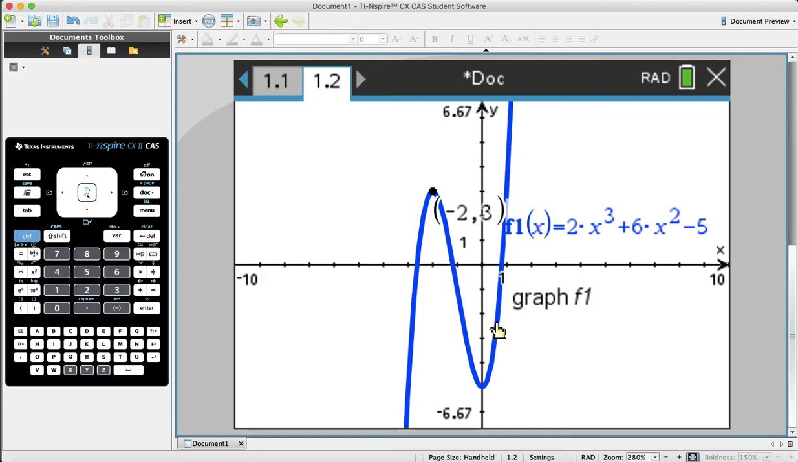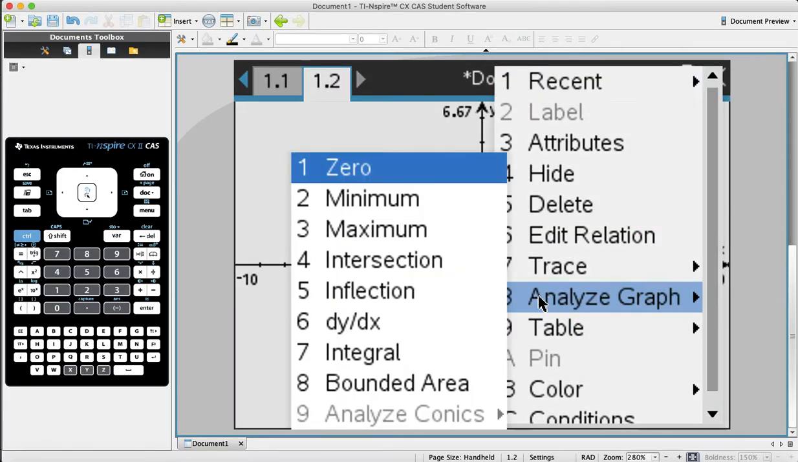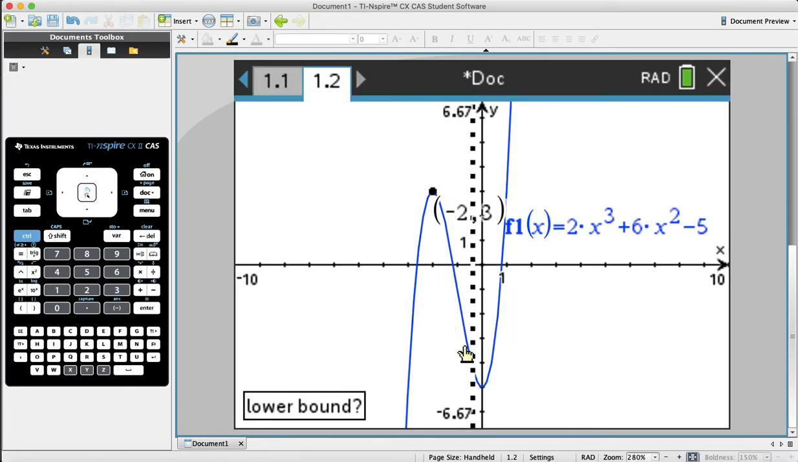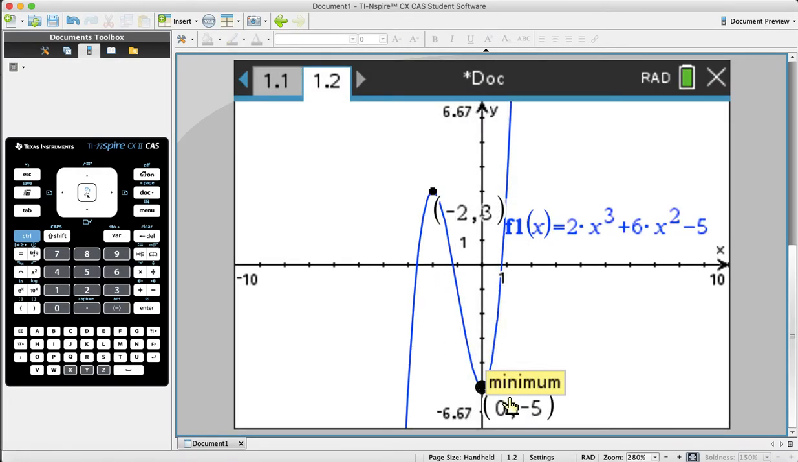Now, if you wanted to do the minimum, choose the lower bound and go to the higher bound. X value equals 0 and y value equals -5. So the relative minimum is where the y is the lowest or the smallest, and it is this one right here when x equals 0 and y equals -5.